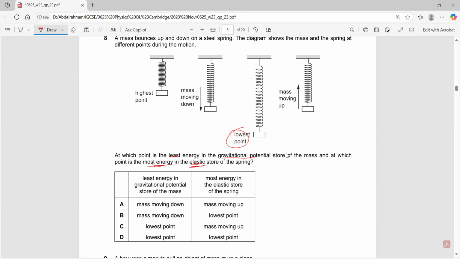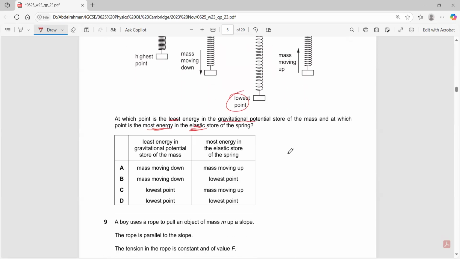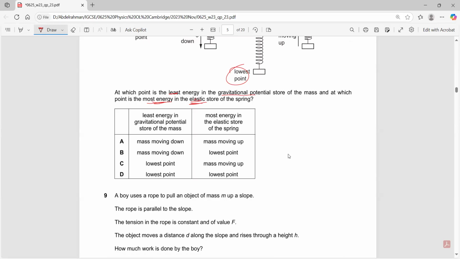What about the most elastic potential energy? The most elastic energy would be stored when it is stretched out the most, right? When it's stretched out the most, thus it would be the lowest point as well. Both of them would be the lowest point.